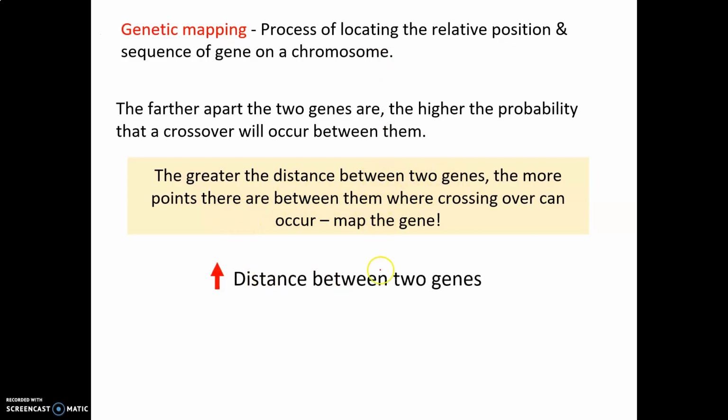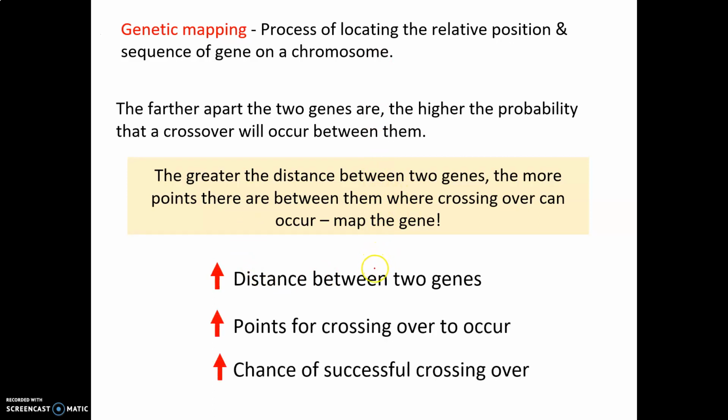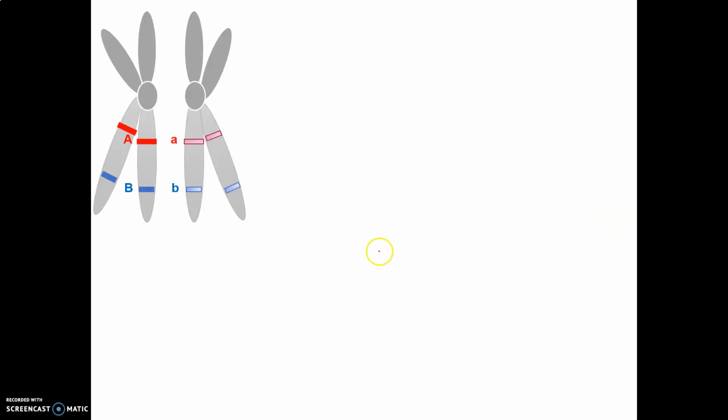Okay, the more distance between the two genes, ada lagi banyak points for crossing over to occur, lagi banyak chance of successful crossing over, lagi banyaklah possibility for the recombinant gamete to form, lagi banyaklah penghasilan recombinant progenies ataupun progenies with recombinant phenotype. Yang ini adalah gambar rajah untuk menunjukkan macam mana jarak itu actually can influence the success of the crossing over.